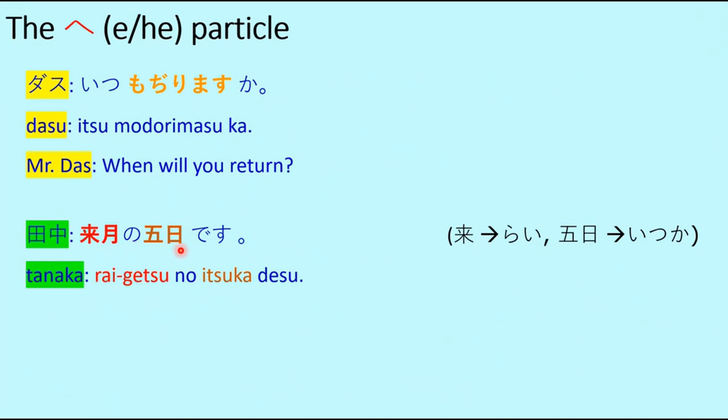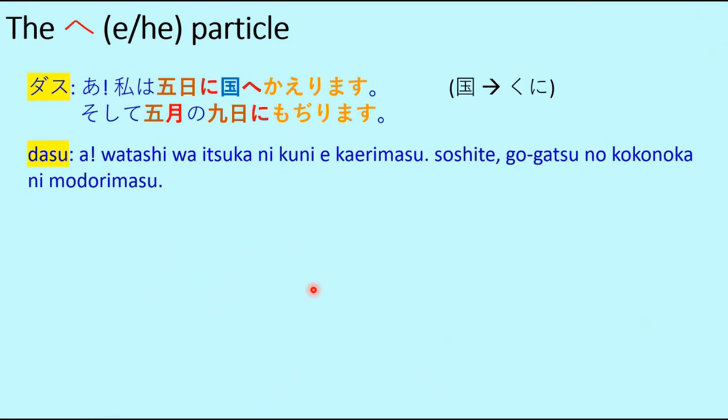Raigetsu no itsuka. That means the fifth day of next month. Raigetsu no itsuka desu. That means the fifth of next month. That means when will you return? The fifth of next month. Tanaka-san replies, watashi wa itsuka ni kuni e kaerimasu.